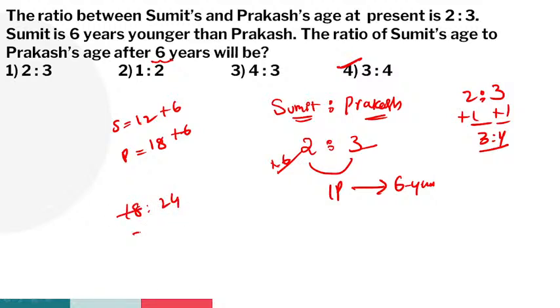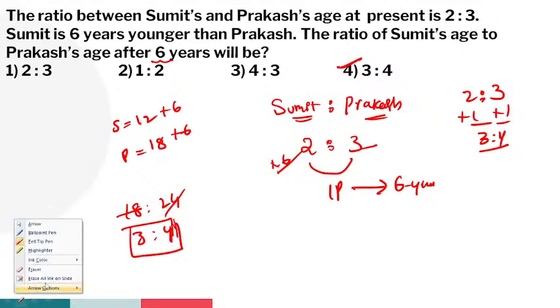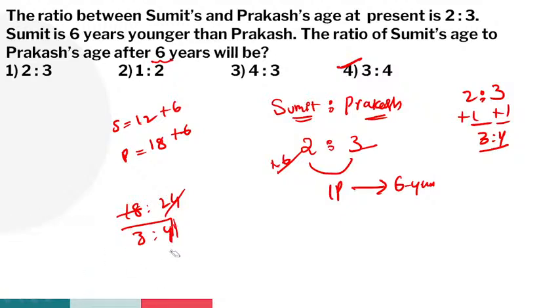Let me calculate. 6 threes and 6 fours. Then the answer is how much, guys? 3:4. Clear, all of you? Option 4 is the right answer. Any doubts regarding this problem, guys?